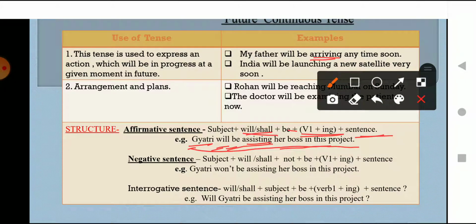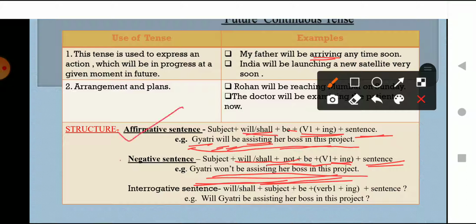For the negative sentence, we use subject plus will or shall plus not plus be. With be, we use the first form of the verb with ing, and then the remaining part of the sentence. So how are we going to write the negative sentence? Gayatri won't be assisting her boss in this project. To make it negative, we have just added not to the affirmative sentence. So affirmative is done, negative is done.